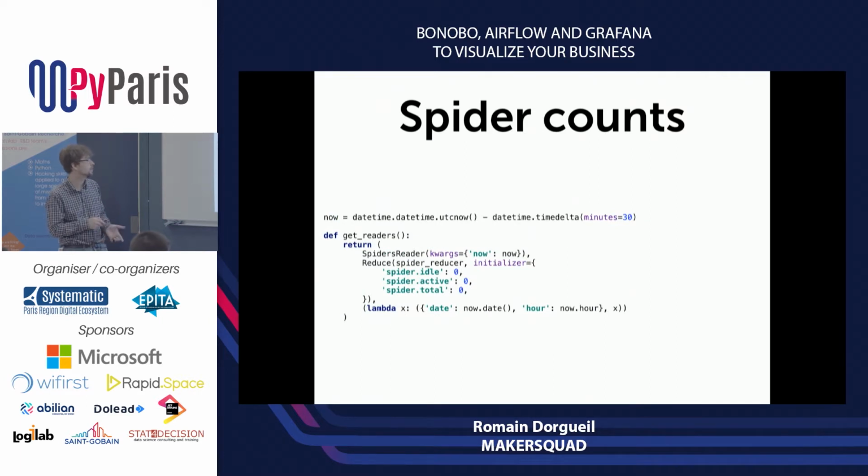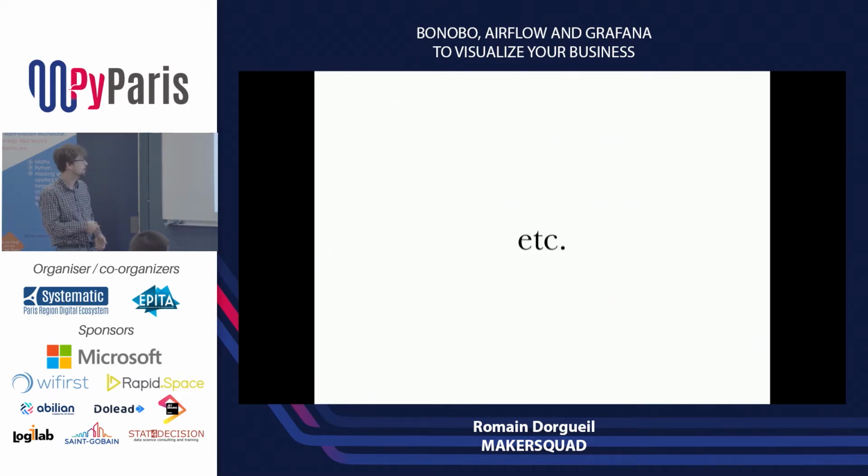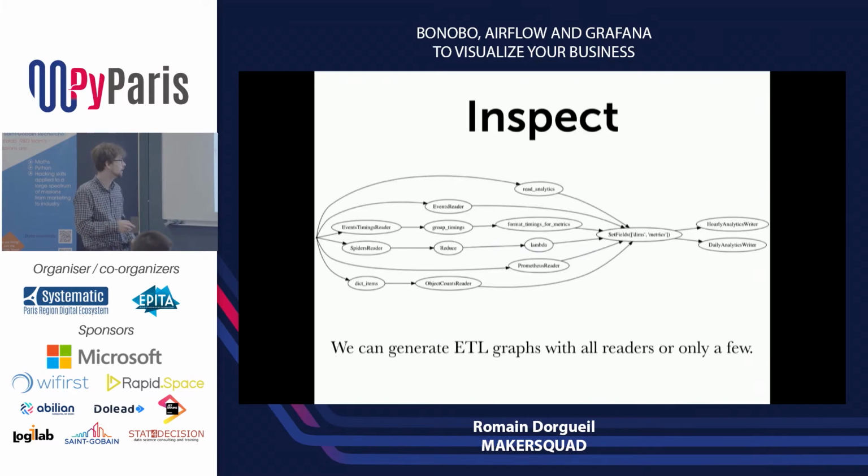And then it works basically like functools.reduce, but it's for streaming. So here we have spiders reader that will yield rows to reduce spider reducer with some initial value. And at the end, we have a lambda that will take the output of reduce and format it the exact way we want it. And yeah, there's probably more. I don't remember, but there's probably more like this.